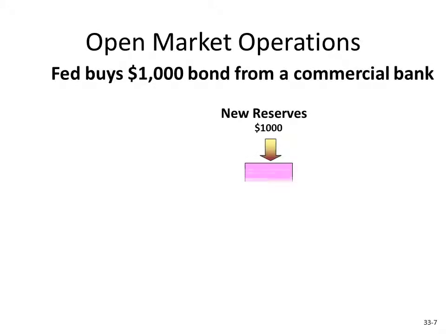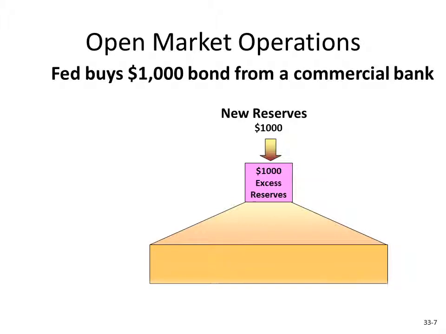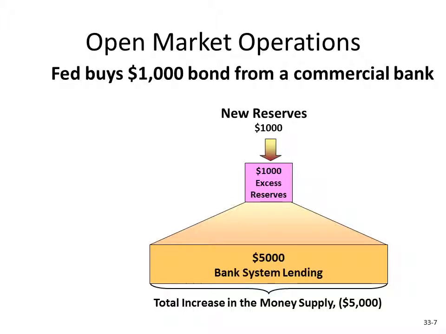I like this particular slide because it displays in a nice little picture how open market operations work, and how the money supply is affected by the buying of bonds by the Federal Reserve. So assume that the Federal Reserve buys $1,000 worth of bonds from a commercial bank. All right, so now that commercial bank is in a position to lend out $1,000, right?